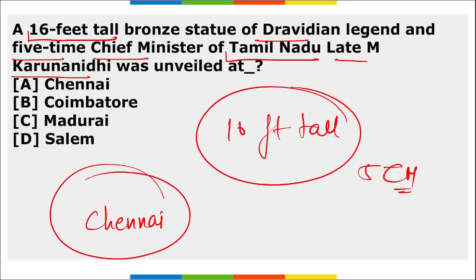Alright. Vice President M. Venkaiah Naidu unveiled this 16 feet tall bronze statue, that is of Dravidian legend and 5-time Chief Minister of Tamil Nadu late M. Karunanidhi, and it was inaugurated in Chennai.